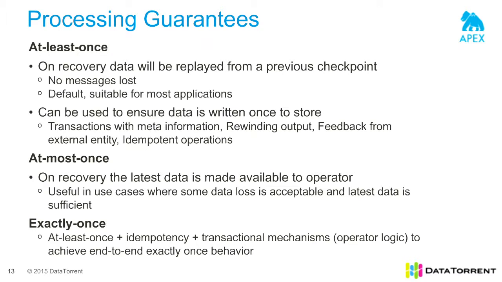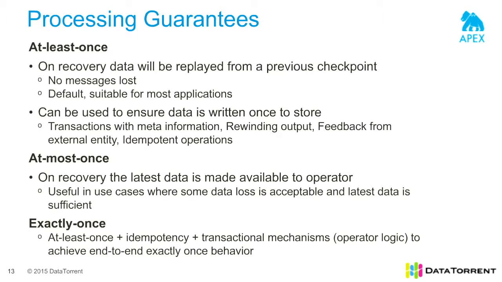Hello, everyone. So the processing guarantees determine what happens when you recover from failure. Our default mode is at least once. In this mode, when there is an operator failure, the operator restarts at an earlier checkpoint and data is replayed from exactly that checkpoint. So essentially, no data is lost in this process. This is our default behavior, and it's suitable for most applications.